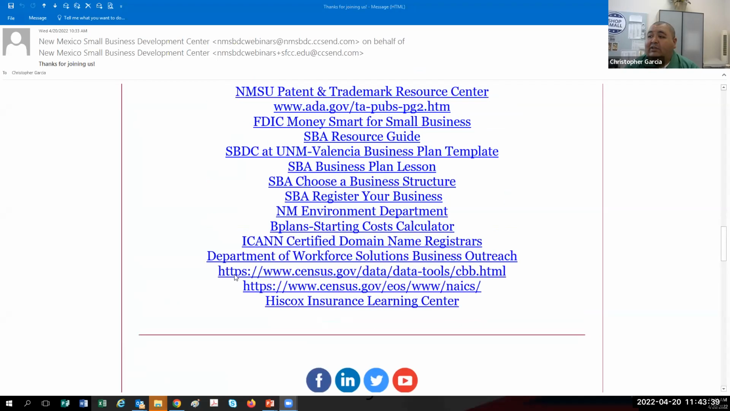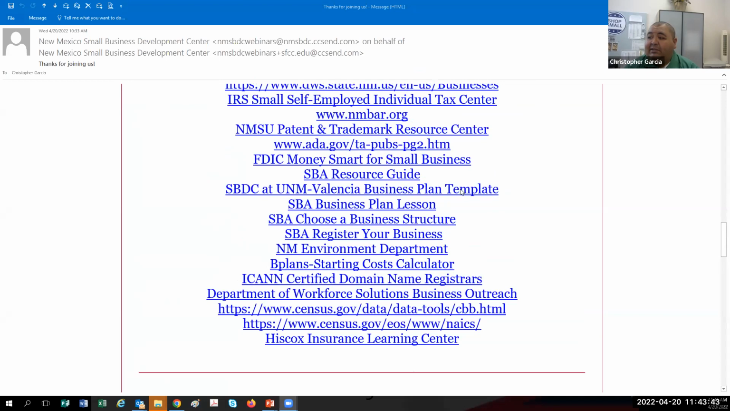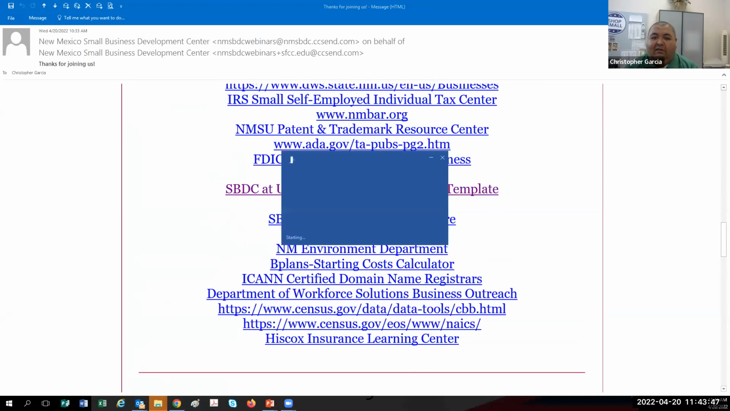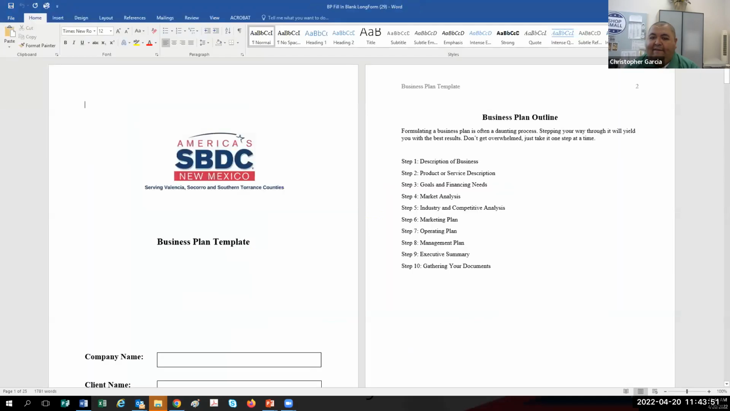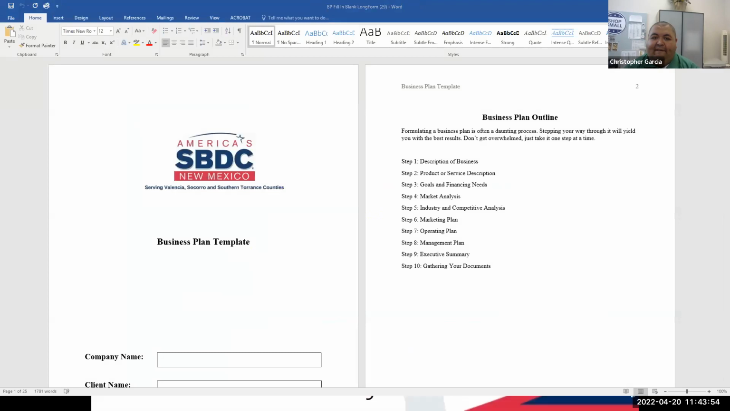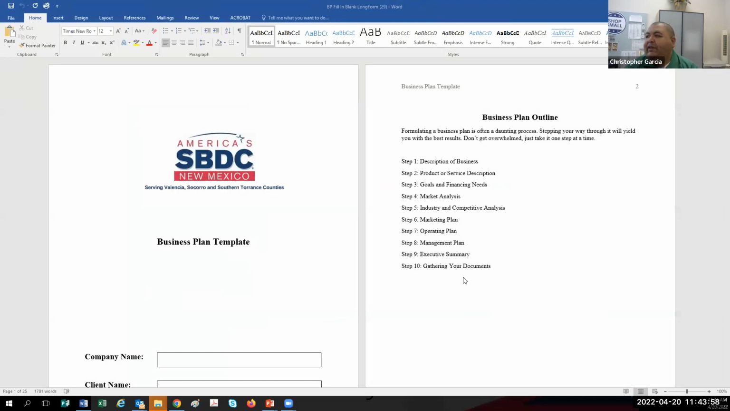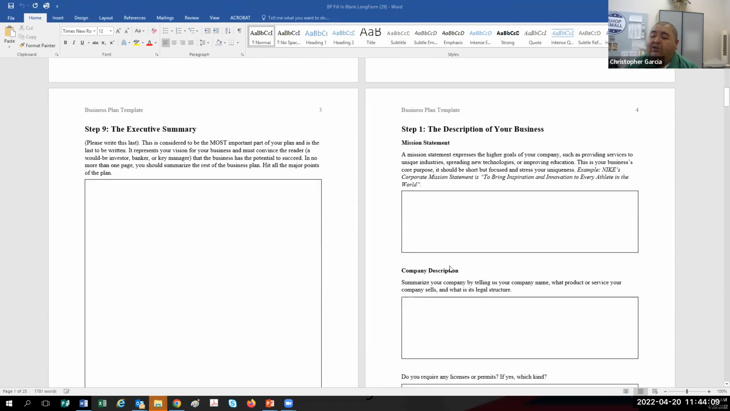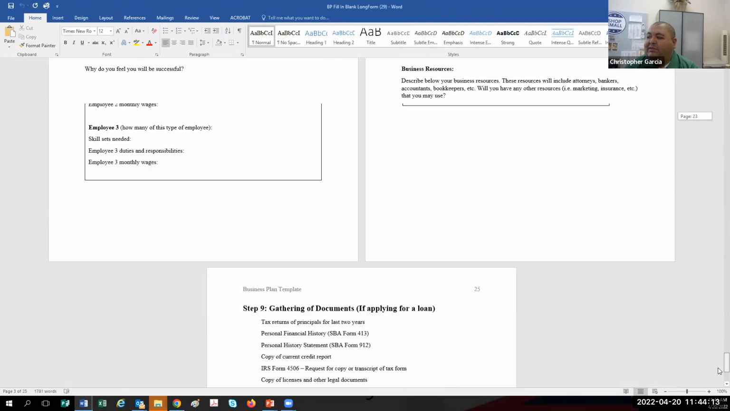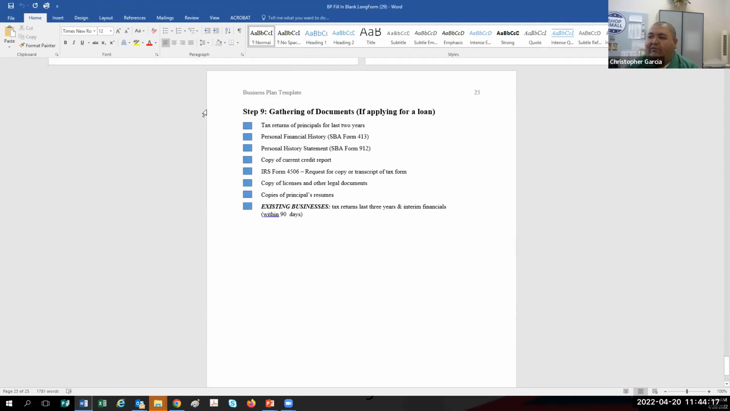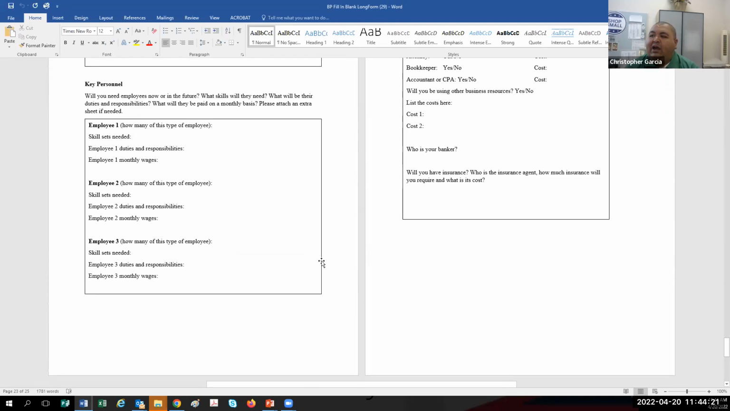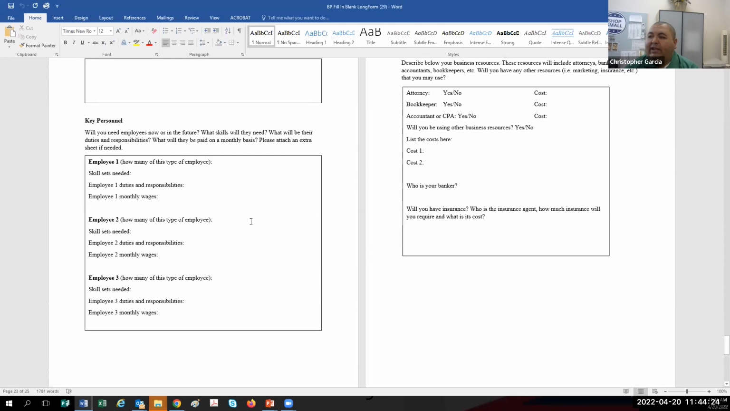In that follow-up email, I also include the business plan I like to use. It's the SBDC at UNM Valencia business plan template. It goes into all the aspects of what you need to research before starting your business. It has 10 steps. It's about 22 pages long, 25 pages to be exact. And at the very end of this business plan are the items you typically need to collect when applying for a business loan. Whether or not you're going to get a loan, I recommend doing a business plan because it puts all your ideas into one place. And eventually you'll have to apply for funding of some sort, and it's great to have a business plan ready to do that.